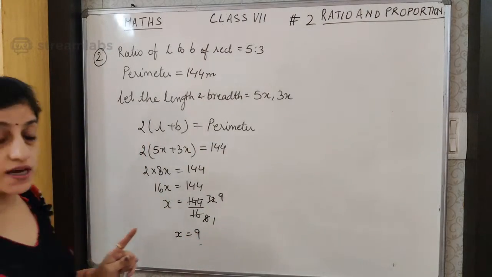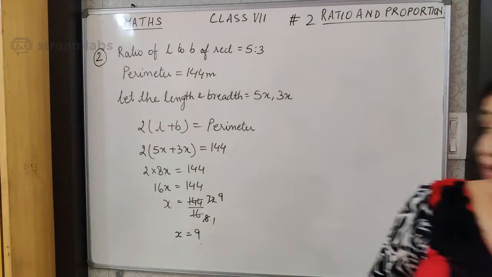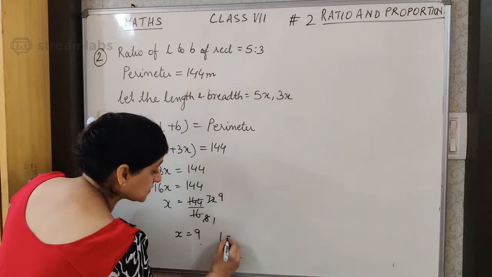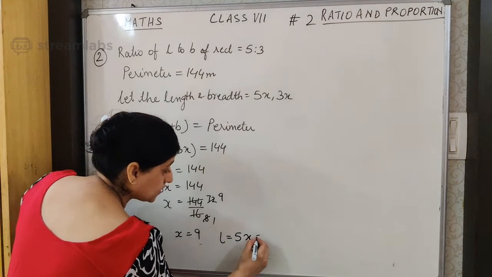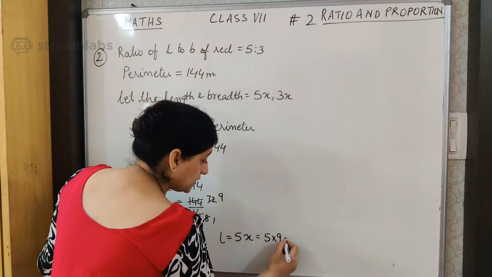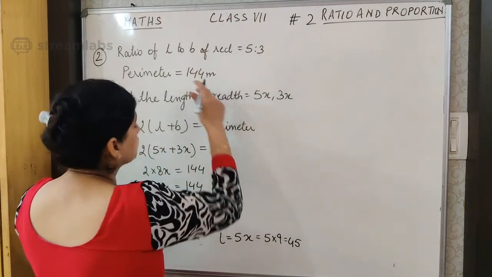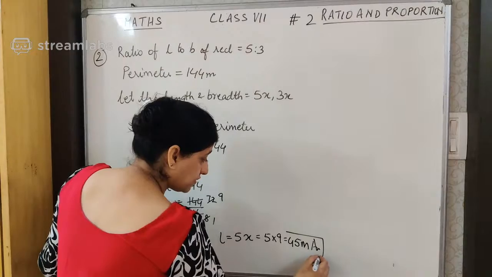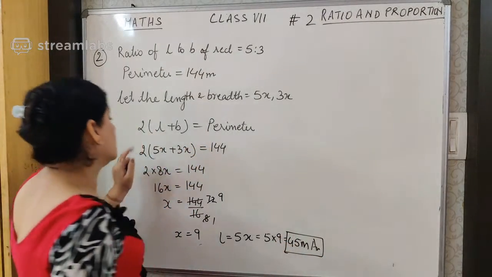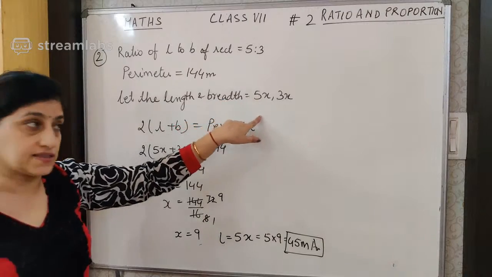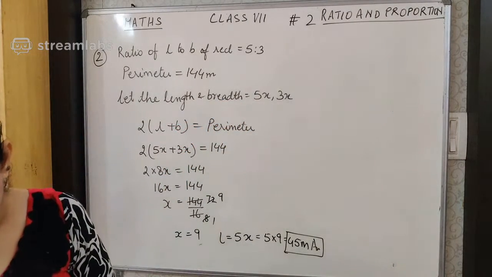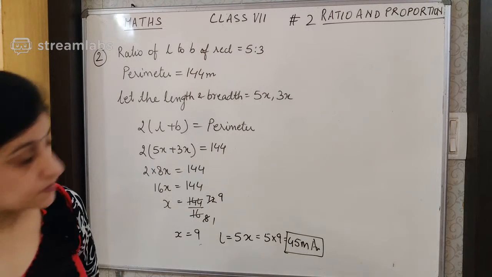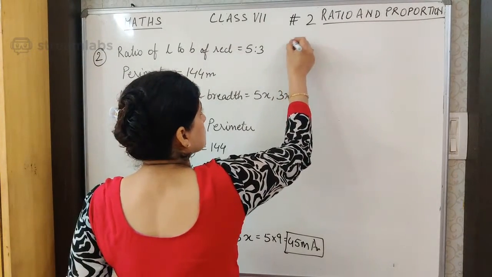In the question, what is asked from me? We have to find the length. And it is given L is equal to 5x, which is 5 into 9 equals 45. The unit is meter. So 45 meter becomes the answer because length is equal to 5x. Alright children. Then we move on to the next question.